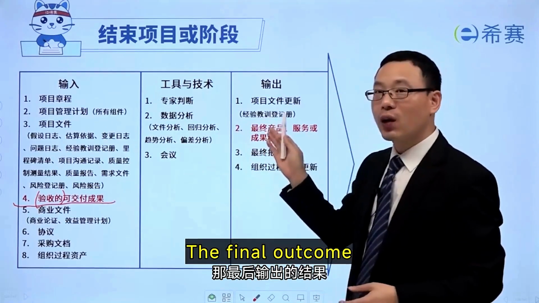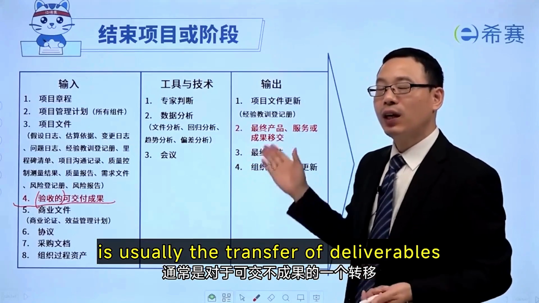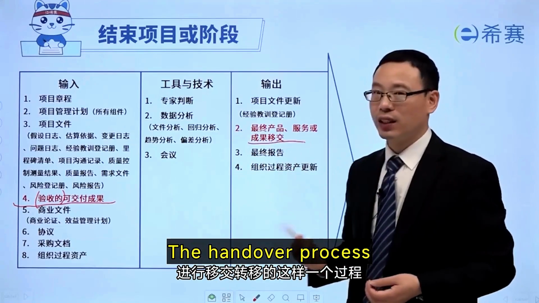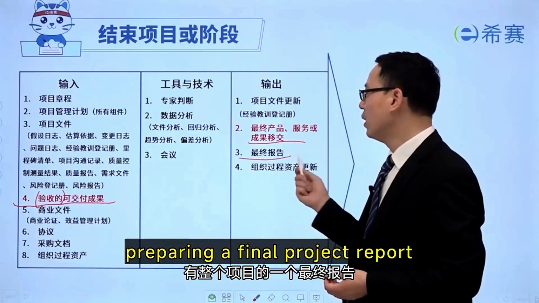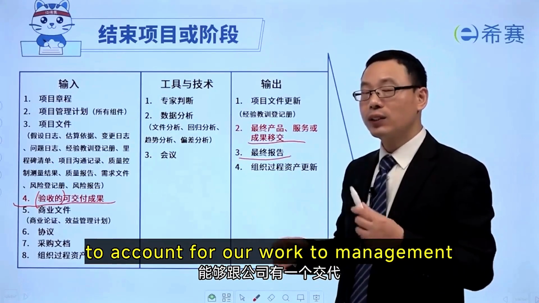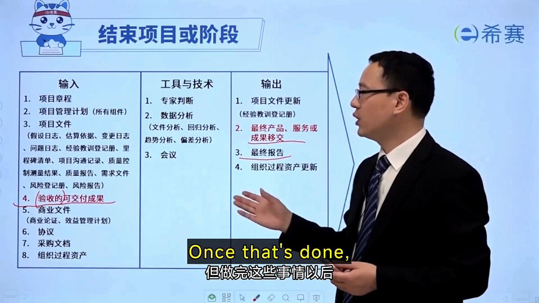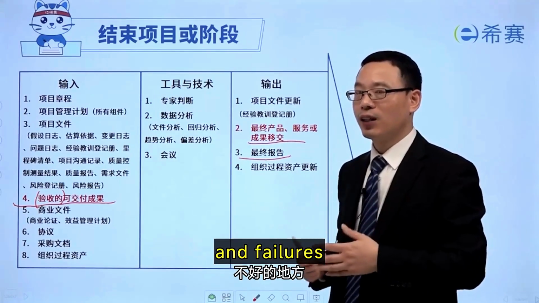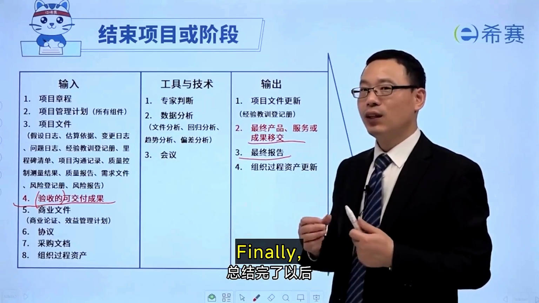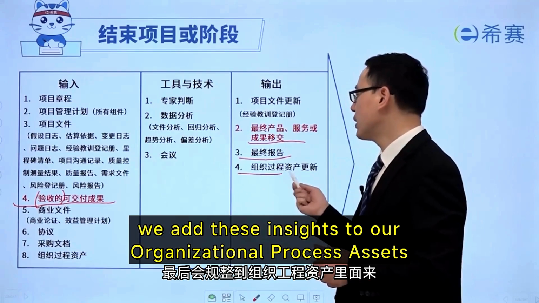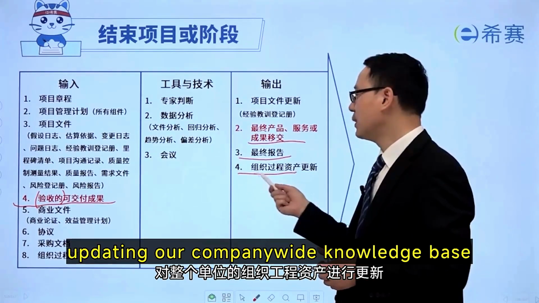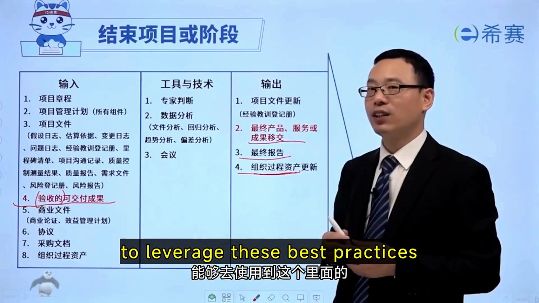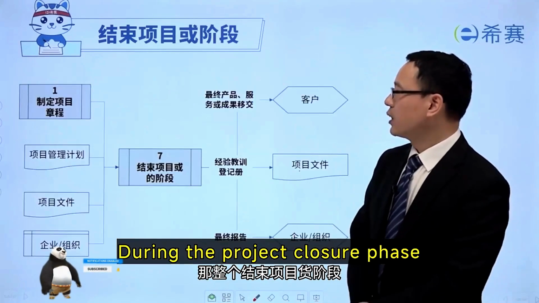The final outcome from the acceptance meeting is usually the transfer of deliverables and the final product and service outcome. The handover process. This naturally involves preparing a final project report to account for our work to management. Once that's done, we usually do a retrospective, looking at our successes and failures, and compile the lessons learned. Finally, we add these insights to our organizational process assets, updating our company-wide knowledge base, making it easier for future projects to leverage these best practices and successful strategies during the project closure phase.